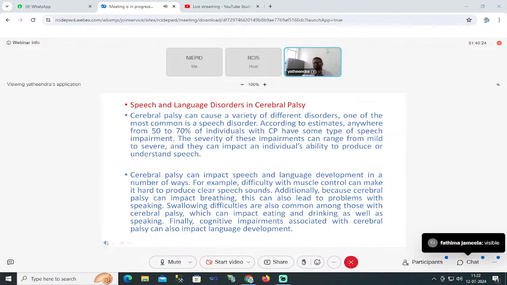Okay, so 50 to 70% of individuals with CP have some type of speech impairment. There are many types of speech impairments with cerebral palsy. That may be slow rate of speech, nasalized speech, laborious speech, unintelligible speech, misarticulated speech, and some sort of voice problems. The majority of the time, the voice problem we can see is hoarseness of the voice.